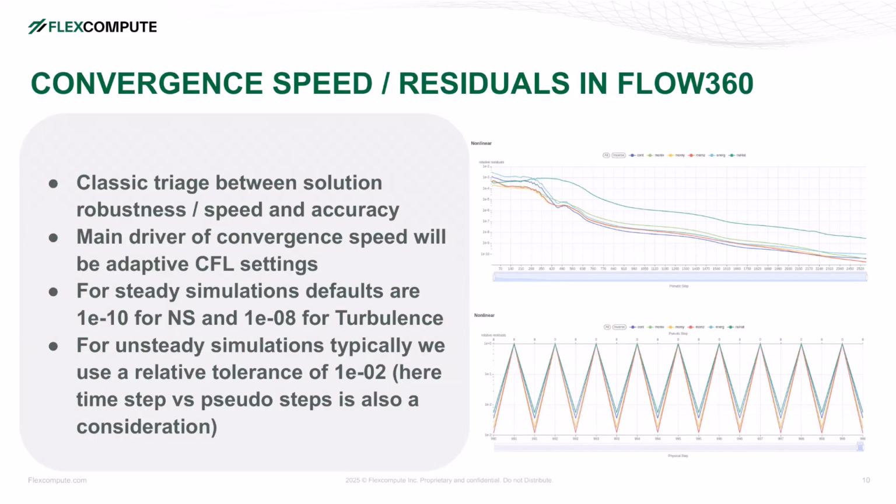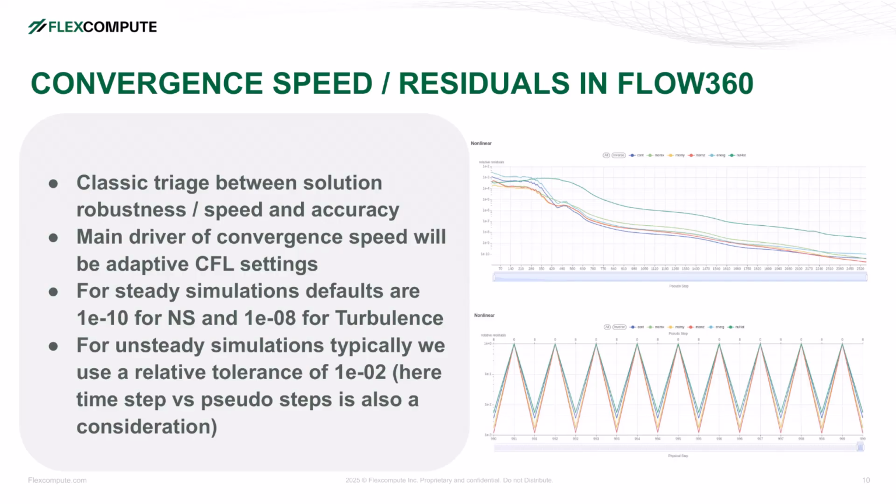Now let's move on to convergence speed more broadly. In any CFD solver, there is always a classic trade-off between robustness, speed, and accuracy, where you can pick two and it will have some impact on the third. In Flow360, this is somewhat similar. The primary driver for convergence speed is the adaptive CFL setting via the convergence limiting factor. Higher values can improve convergence speed but may reduce robustness or affect accuracy if pushed too far on complex flows.